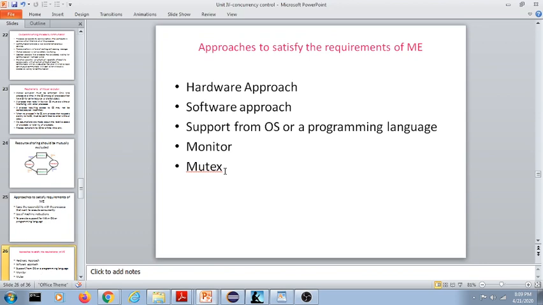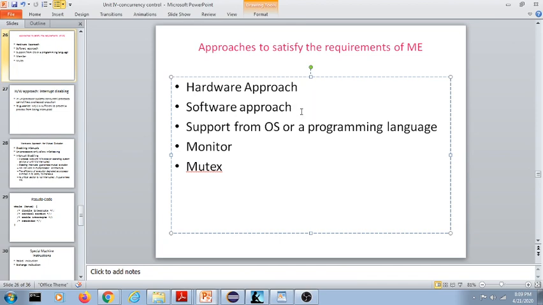Now, these are the specific approaches to satisfy the requirements of mutual exclusion. Either there is a hardware approach or a software approach, or support from the operating system or the programming language. You can use monitors in order to implement mutual exclusion, or you can use a mutual exclusion semaphore, which is called a mutex. All these things are the specific approaches to satisfy the requirements of mutual exclusion. So in the exam you can write in points about all these approaches. First we will see the hardware approach.